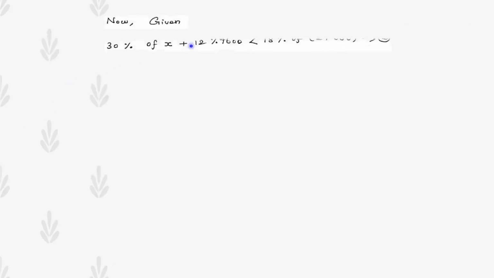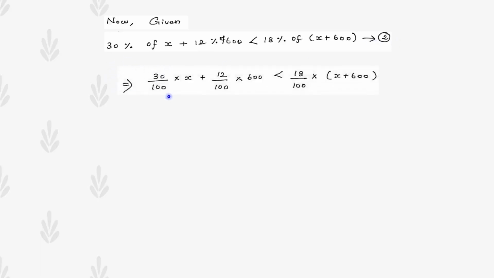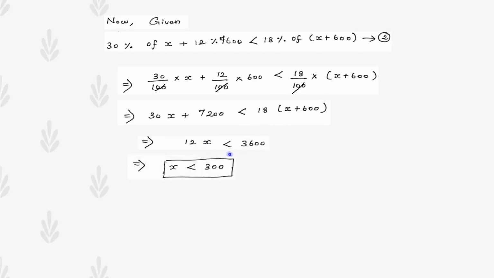Now the second condition is 30% of x plus 12% of 600 is less than 18% of x plus 600. That is the given condition. Okay, from that 30% is written as 30 divided by 100 into x plus 12 by 100 into 600, which is less than 18 by 100 into x plus 600. Okay, here also all the denominators are 100, so you have to cancel all the hundreds. Then you have to multiply and write the answer as 30x plus 7200, which is less than 18 into x plus 600. So இதை multiply பண்ணிட்டு simplify பண்ணோம்னா we will get 12x is less than 3600. From that we can identify x is less than 3600 divided by 12, cancel பண்ணோம்னா 300 கிடைக்கும்.